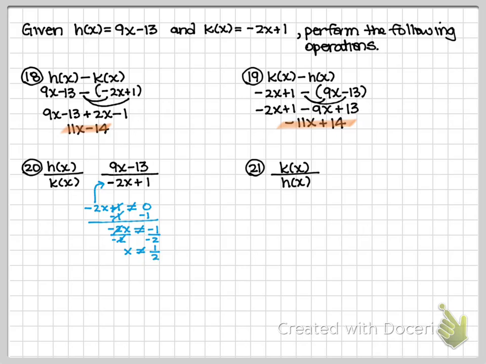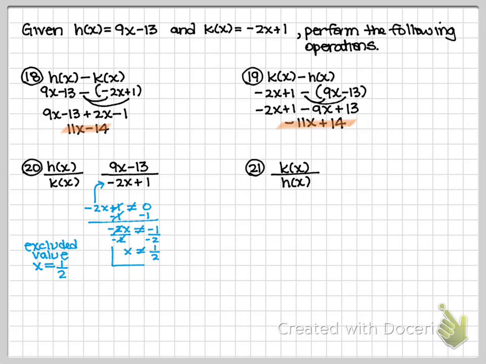Because if I plug a half in for x into all of the x's, it's fine if you get 0 on the top of a fraction. There's nothing wrong with that. That's just 0. But if you get 0 on the bottom of a fraction, that's undefined completely. We don't even know how to do that. So this is called an excluded value. The excluded value is x equals a half.